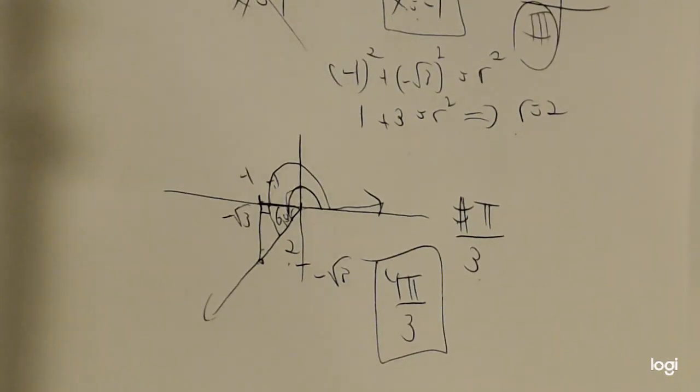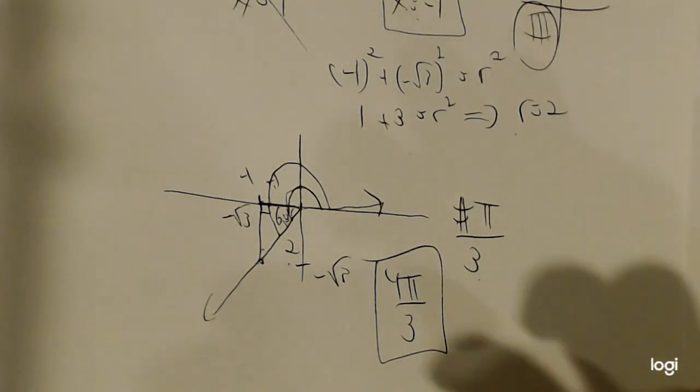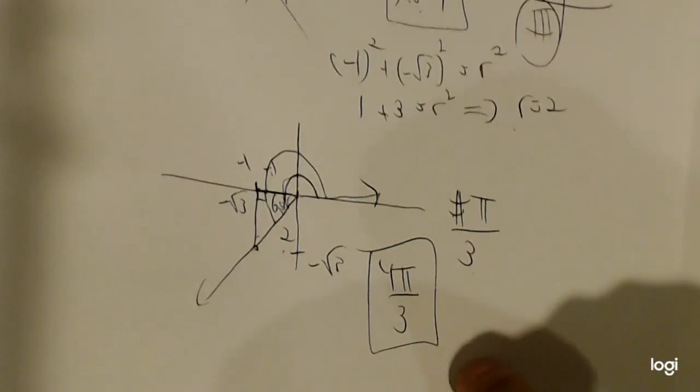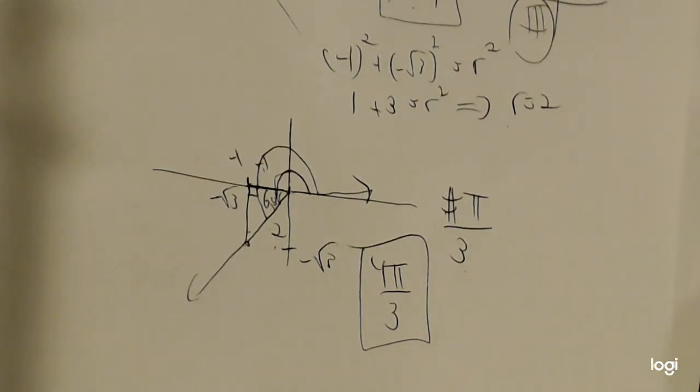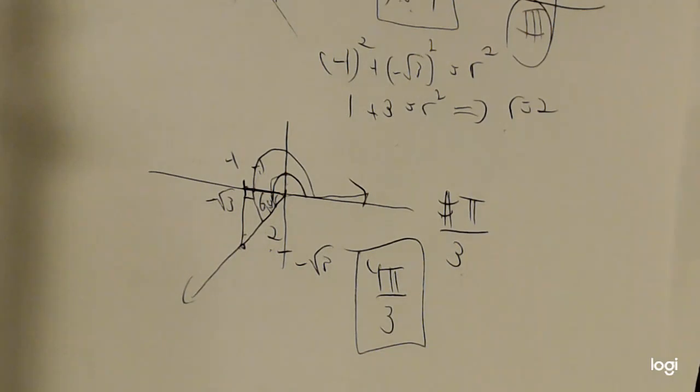So notice how first we were given some information. We were given the angle, or we were given the point on the terminal side, and we found the exact values. And then lastly, we were given the exact values, and we went backwards and said, this is what the angle has to be. Okay, so that takes care of this section.